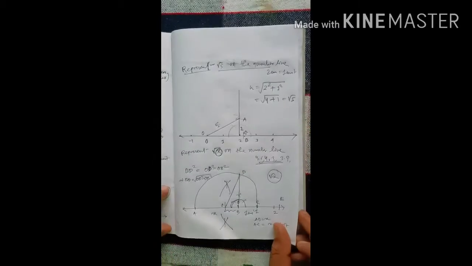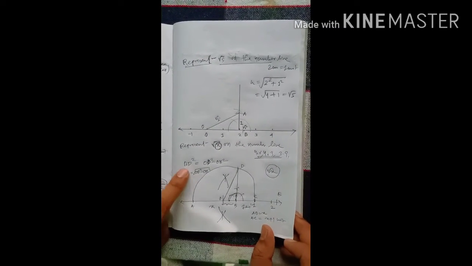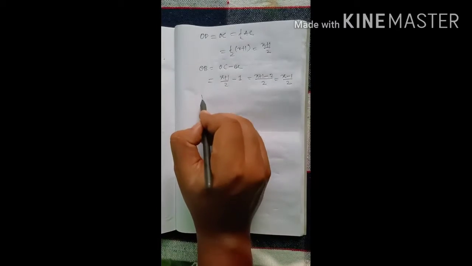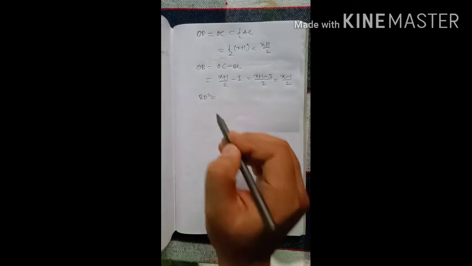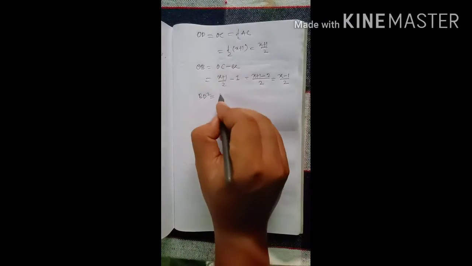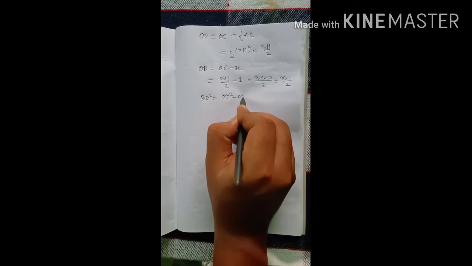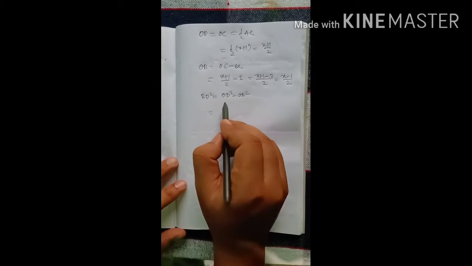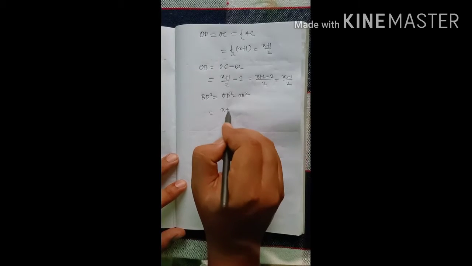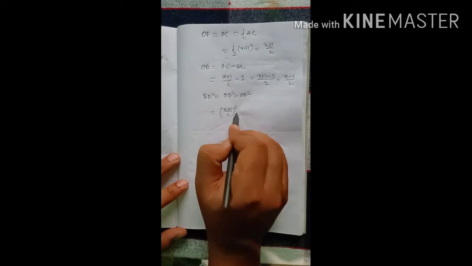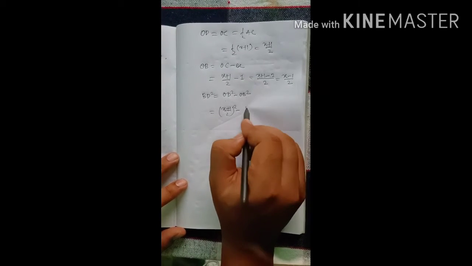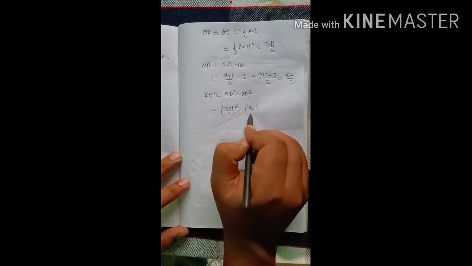Now we have to find BD. So we can write BD square is equal to OD square minus OB square. Here in place of OD we can write x plus 1 by 2 whole square, minus, in place of OB we can write x minus 1 by 2 whole square.